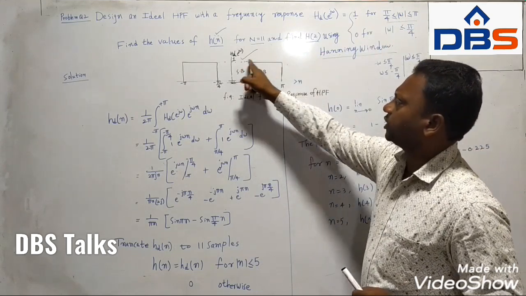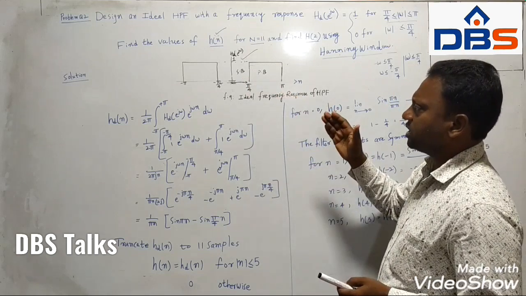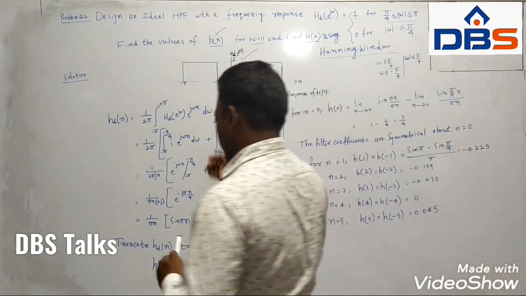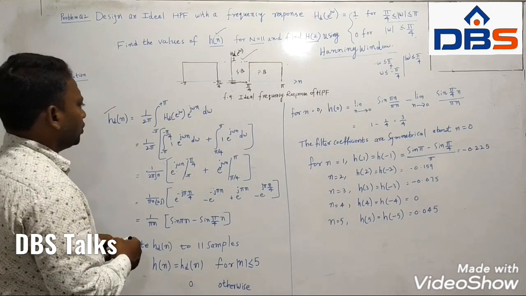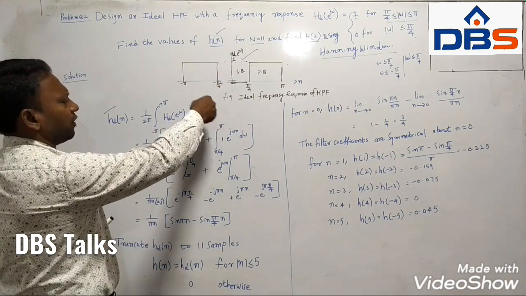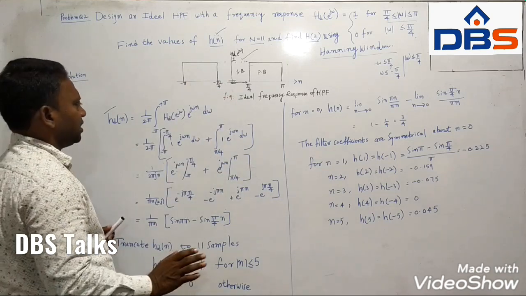Magnitude is 1. You see the magnitude is 1, which means from pi by 4 to pi it passes all the frequencies, and between 0 and pi by 4 it stops all the frequencies. Okay, now coming to the desired impulse response, we have the frequency response. If you want to find out the impulse response, take the inverse Fourier transform. Okay, that is the idea.